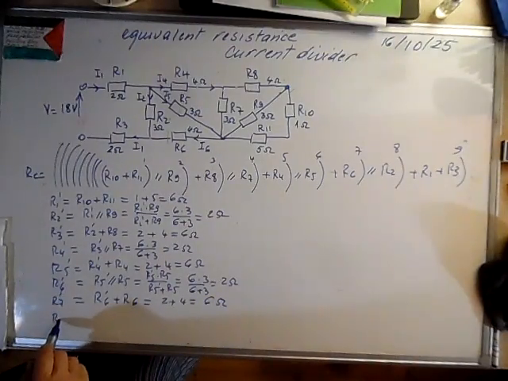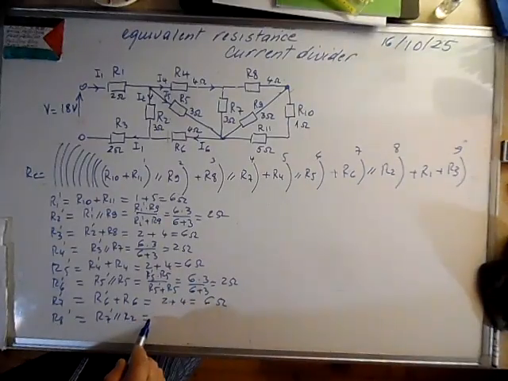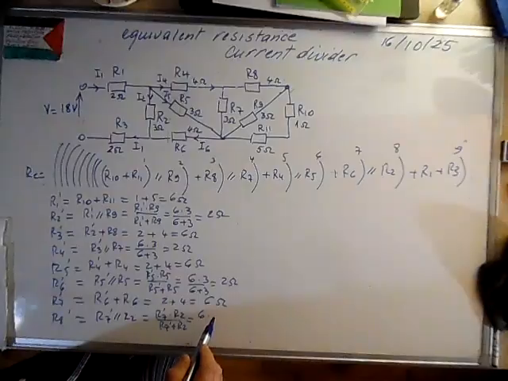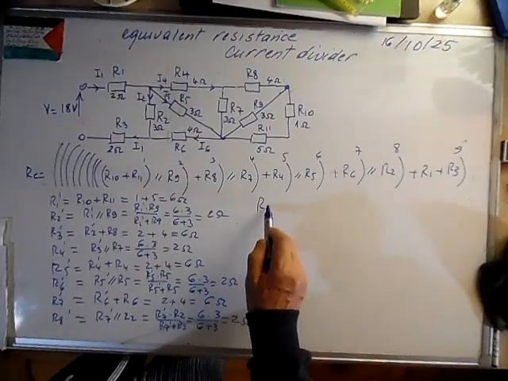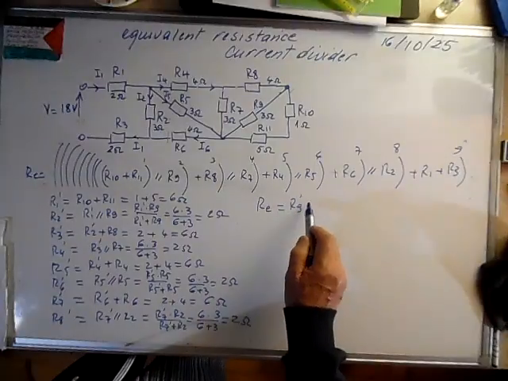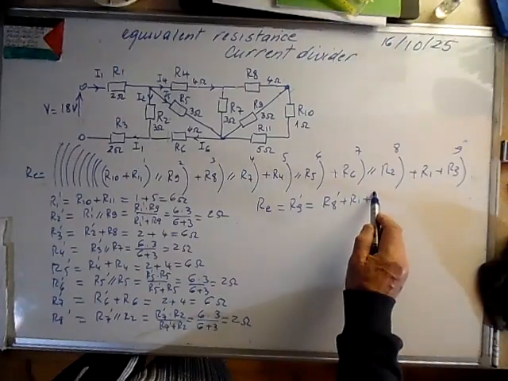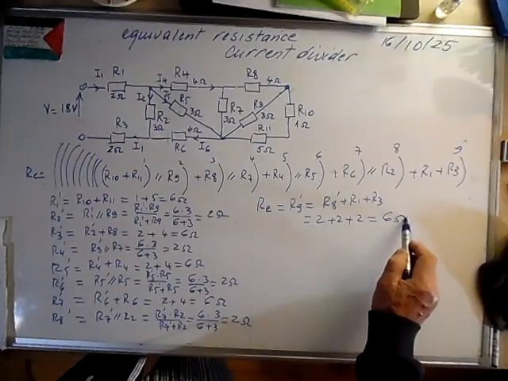R8 prime now is R7 prime in parallel with R2, and it's R7 prime times R2 over R7 prime plus R2, and it's 6 times R2. R2 is 3 over 6 plus 3, it's 2 ohms. We end up with R equivalent, which is R9 prime, equal to R8 prime plus R1 plus R3, and it's 2 plus 2 plus 2, and the result is 6 ohms.